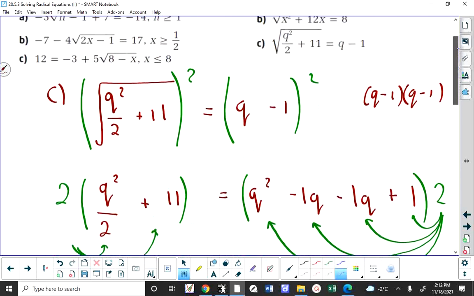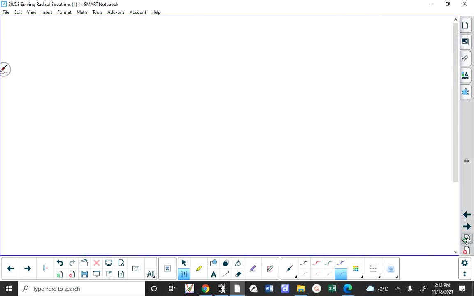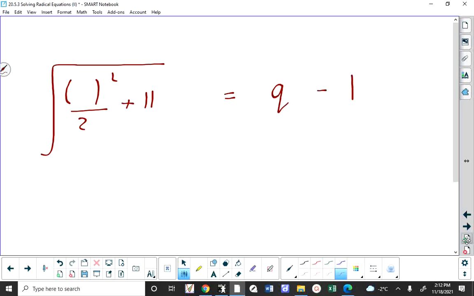Imagine going back up here. We have the square root of q squared over 2 plus 11, and then we have q minus 1. That's the original equation. So imagine putting in 2 plus 2 root 6 here, and 2 plus 2 root 6 here, and having to simplify this to see if you get that. It could be done. You know how to simplify that. But I'm suggesting, why don't we just go with the calculator?